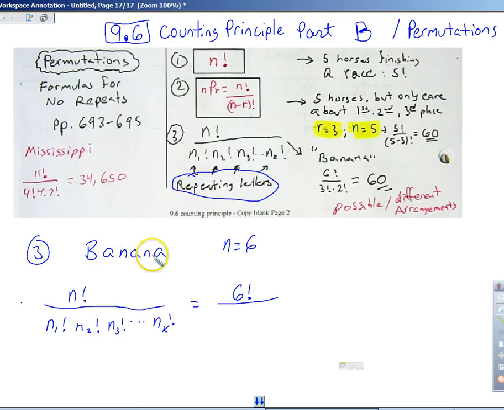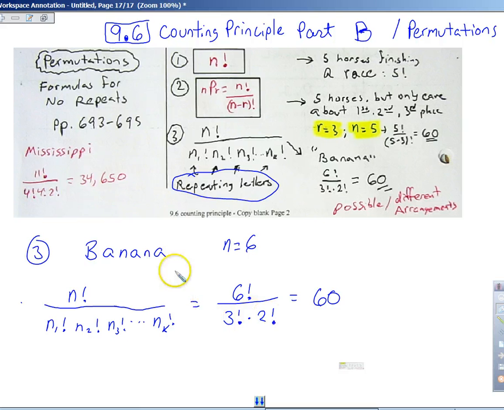The first one is A, so I'm going to say that n1 is 3, so 3 factorial. Times, are there any other repeating letters? Yes, N. N repeats twice, so 2 factorial. And if you do that calculation, you're going to get 60. So there are 60 different arrangements that I can do with the letters of the word banana.